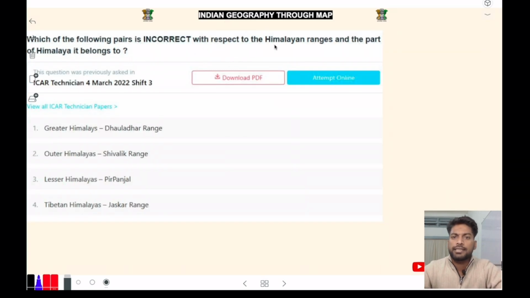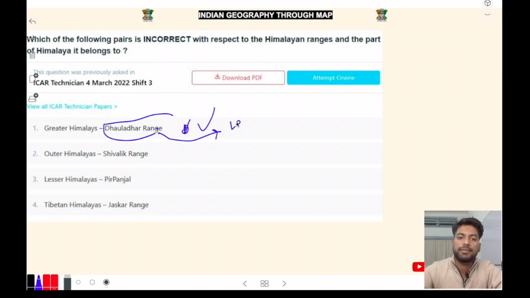Which of the following is incorrect? Incorrect, right. Dhauladhar range, that is incorrect. Dhauladhar range we saw in Lesser Himalaya.